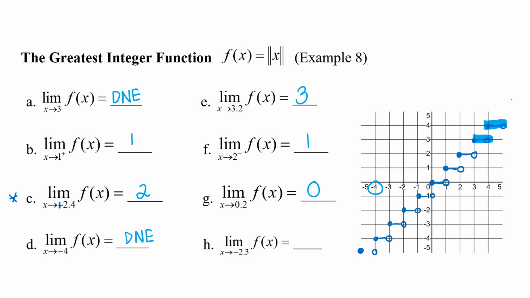And then last but not least, we want to find the limit as x approaches negative 2.3. So negative 2.3 is somewhere in between negative 2 and negative 3. If we look at our right-hand limit, as x is getting closer and closer to negative 2.3, our y's are getting closer to negative 2. And as we approach from the left, and x gets closer to negative 2.3, y, or whatever our output is, f of x, is getting closer and closer to negative 3 as well.